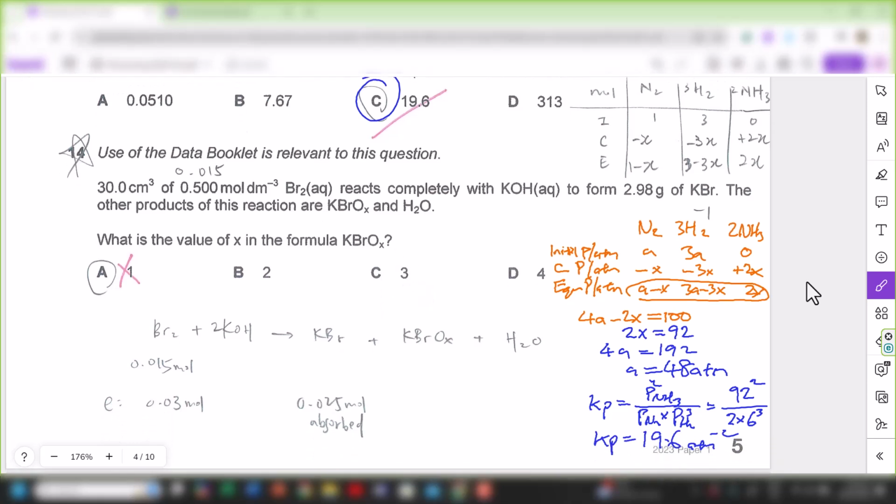The use of the data booklet is relevant to this particular question. This is actually a redox question. Most of the time, students tend not to be so strong in this kind of question. There are a lot of reasons. You learn this at the start of JC1. Some schools learn it at the beginning, some learn it after the foundation topic. Sometimes it's difficult to get the logic, so it does take a bit of time to get used to the way things work.